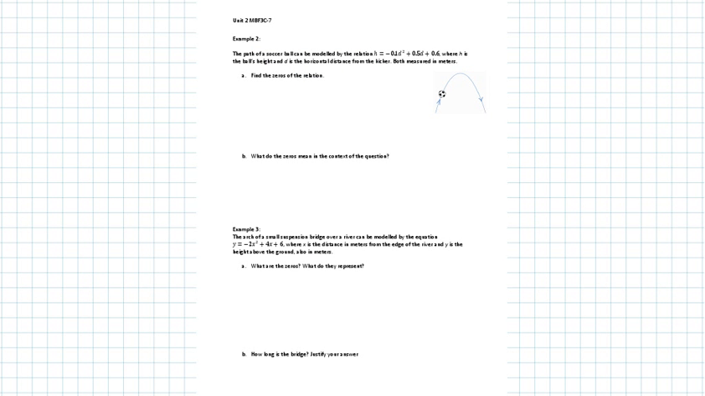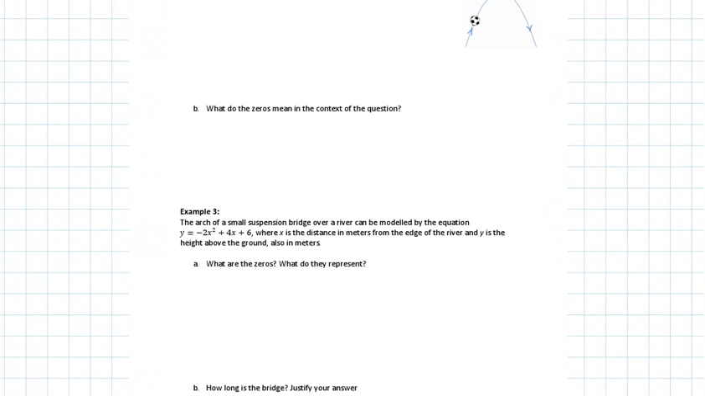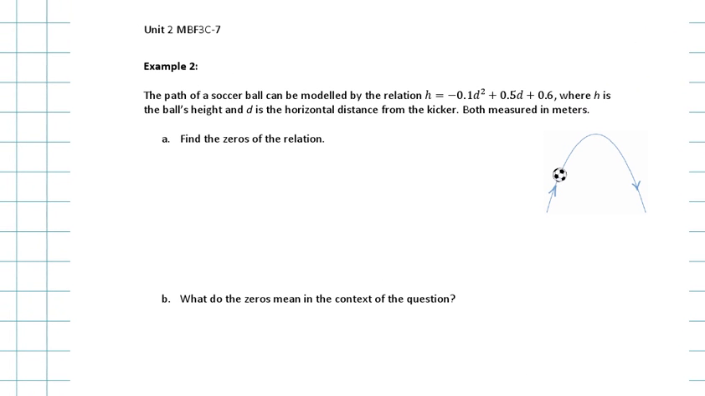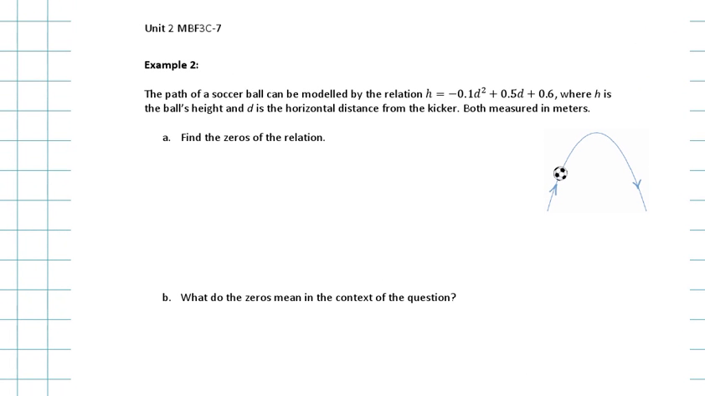We're just going to analyze this question. I'm going to let you do it. We're just going to talk about it first. Okay? So the path of a soccer ball can be modeled by the relation h equals negative 0.1 d squared plus 0.5 d plus 0.6, where h is the ball's height and d is the horizontal distance from the kicker, both measured in meters.